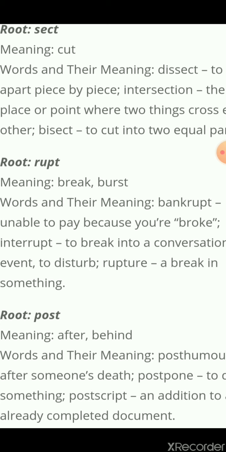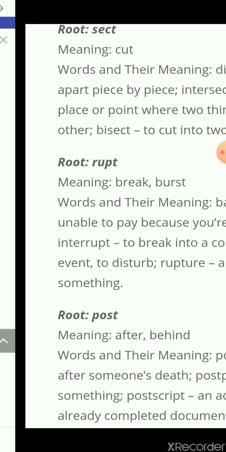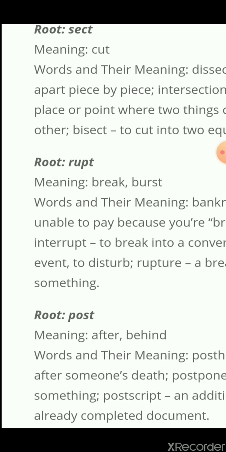Now bisect is the combination of two roots. First is bi, that means related to two things. Sect, to cut, so to cut into equal parts. See how to find out the clue, because we are not talking about the meaning here, we are talking about the clue, because we need the clue to find out the right meaning in our competitive exams, because we are not in the state to waste our time.